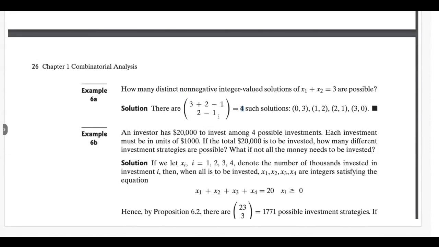Because out of 4, choose 1. How many ways? There are 4 ways. And then what are the possible solutions? We can list them, because it's only 4. It could be 0, 3. It could be 1, 2. It could be 2, 1. It could be 3, 0. So this is a very simple example.